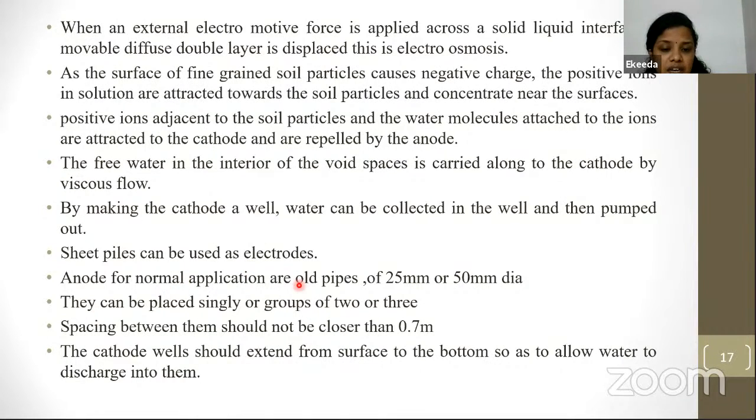Anodes for normal applications are old pipes. So the anode that we are using is old pipes of 25 mm to 50 mm diameter. They can be placed singly or in groups of 2 or 3. Spacing between them should not be closer than 0.7 meter. The cathode well should extend from the surface to the bottom so as to allow water to discharge into it.